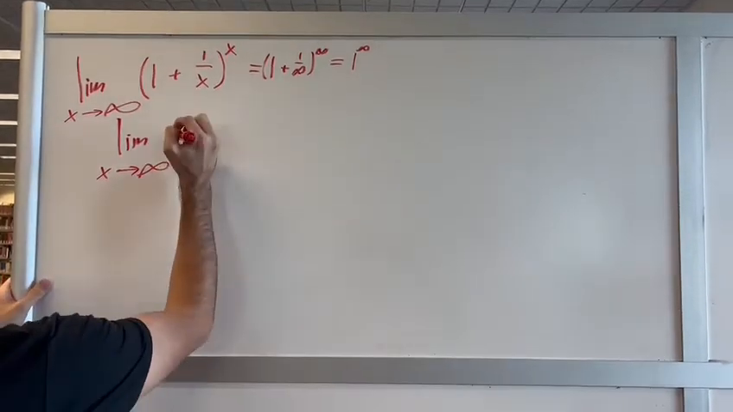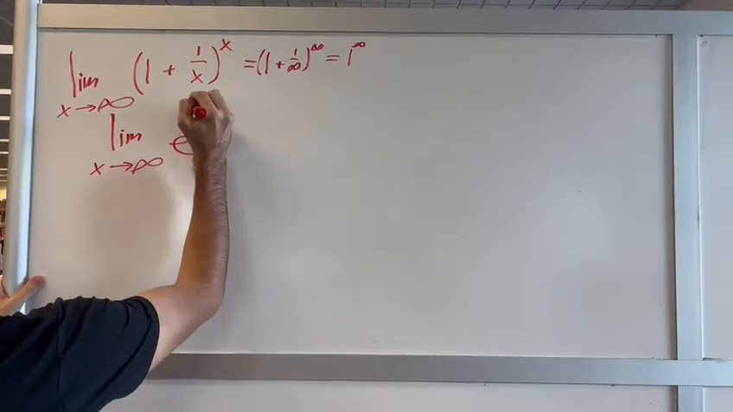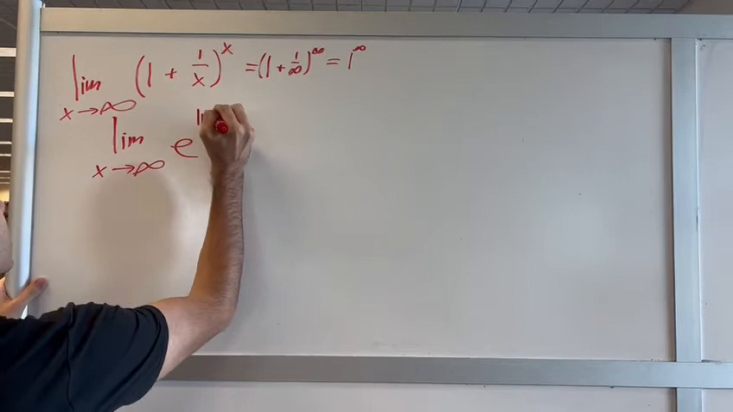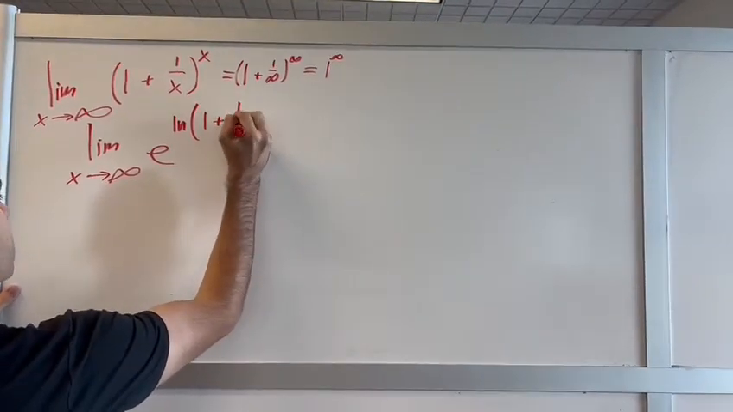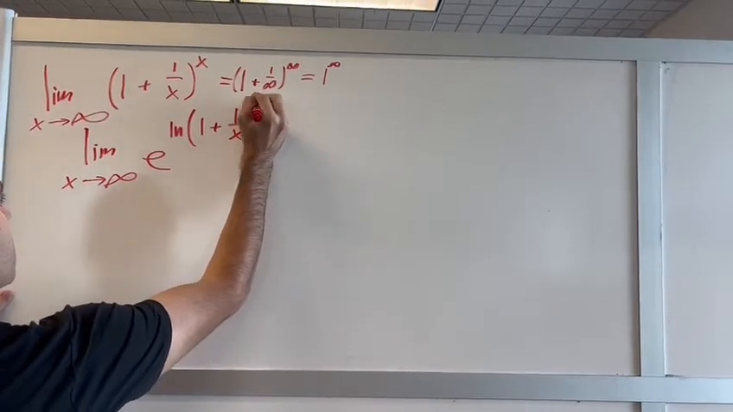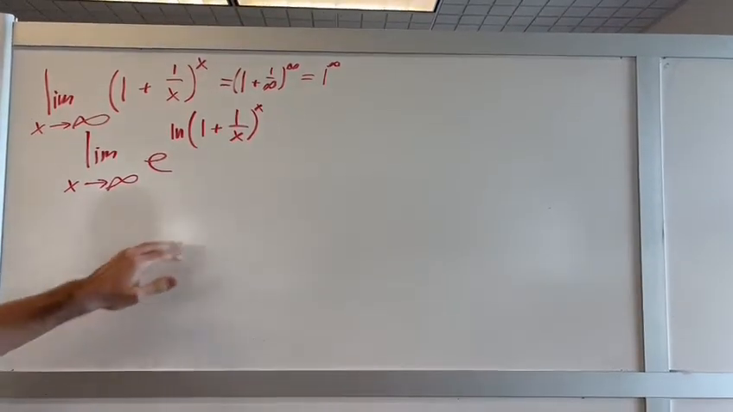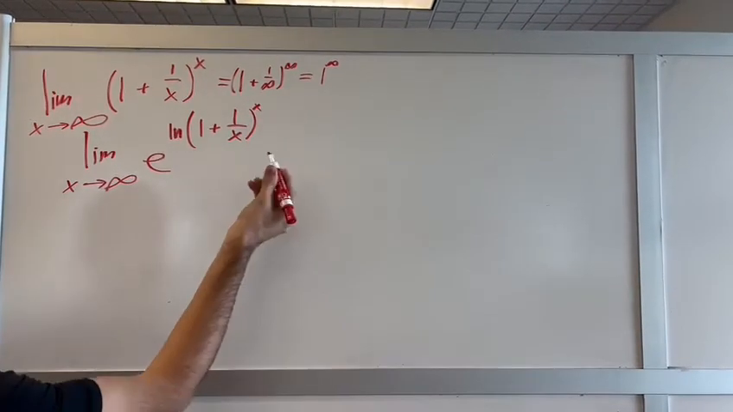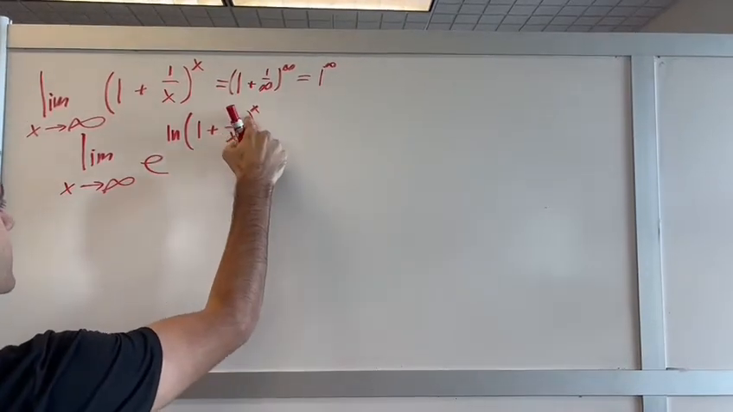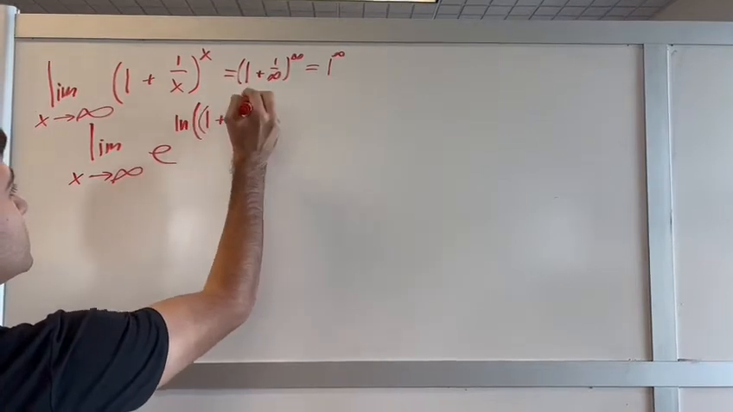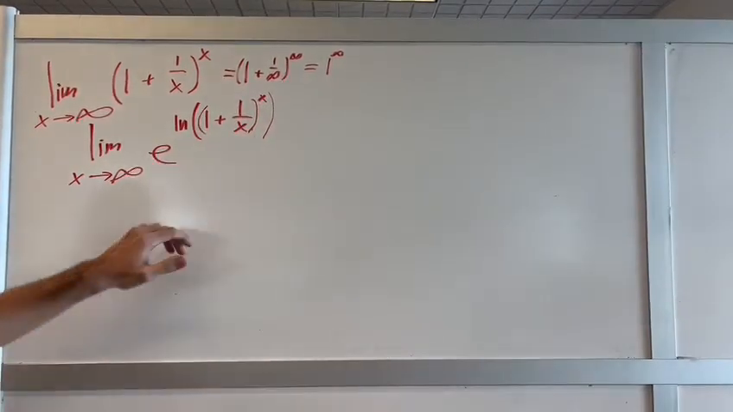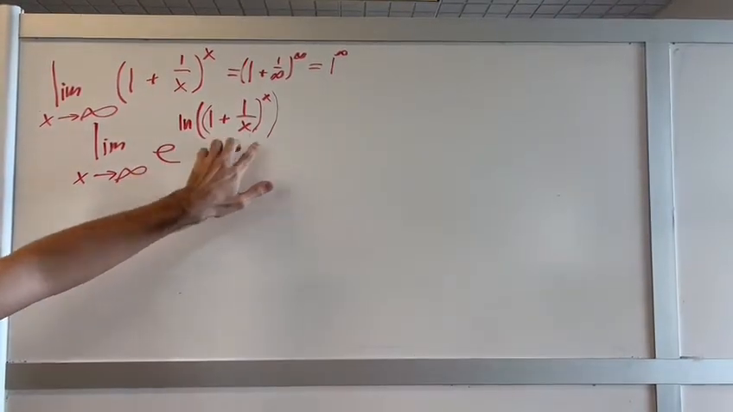So we can do e raised to the natural log, ln, of (1 plus 1 over x) raised to the x. This doesn't change it, it's just the same thing. Let me adjust that a little bit. Yeah, that's better. So, natural log of all this stuff.